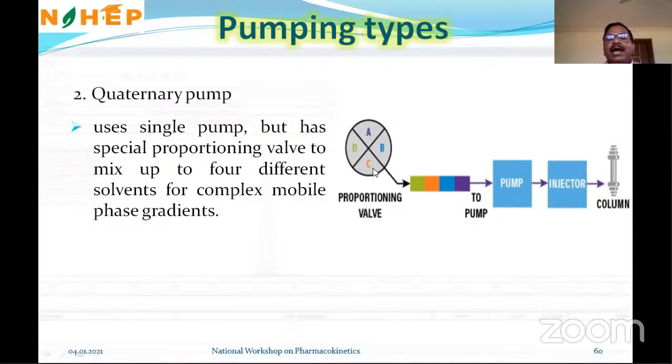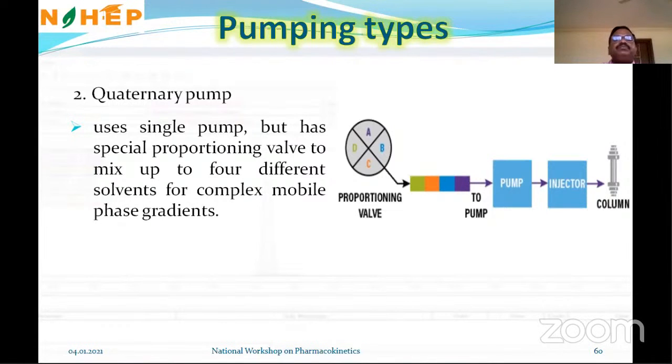solvent is kept, and depending on the proportion, the mobile phase is taken by the pump, mixed, and pumped through the injector into the column. So with the quaternary pump, we can use 4 different solvents independently, and this pump will suck in the different solvents depending on the proportion you set at the valve.